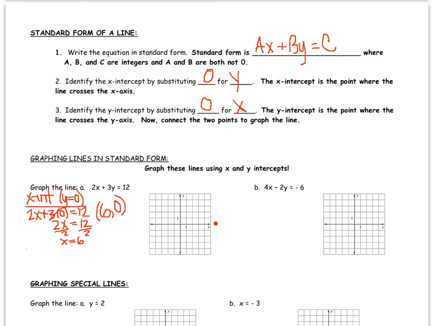To find my y-intercept, I'm going to let x equal 0. So I'm going to say 2 times 0 plus 3y equals 12. So this goes away. I have 3y equals 12. And if you divide both sides by 3, y equals 4. So my ordered pair is 0, 4. And 0, 4 is right up here.